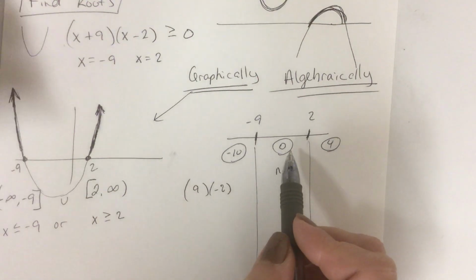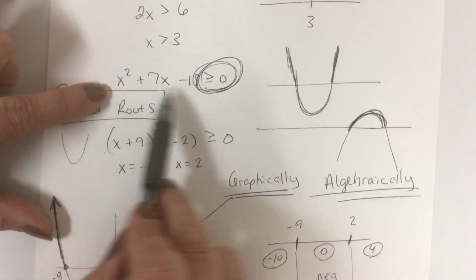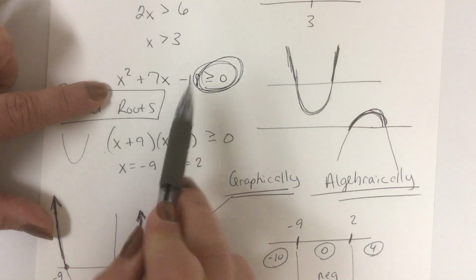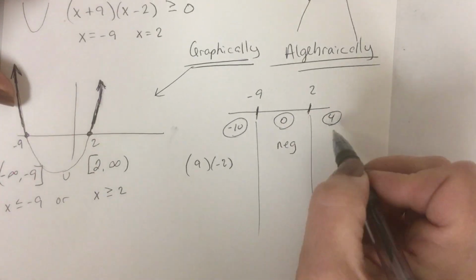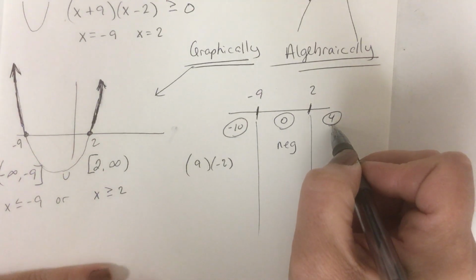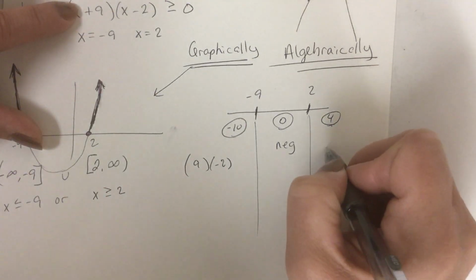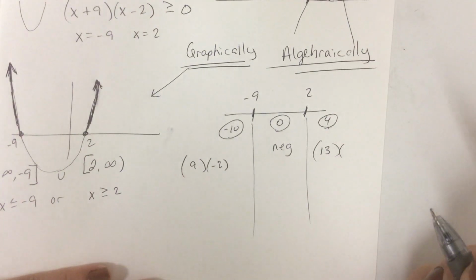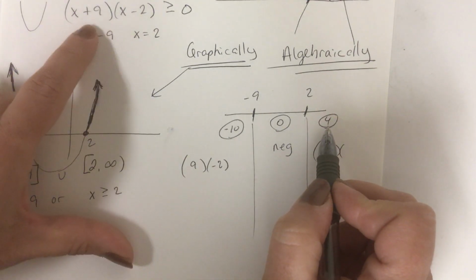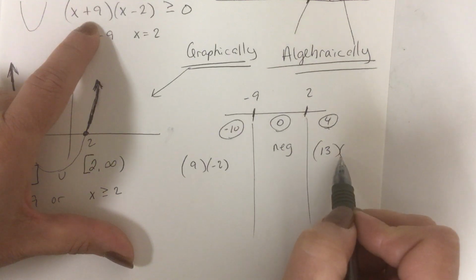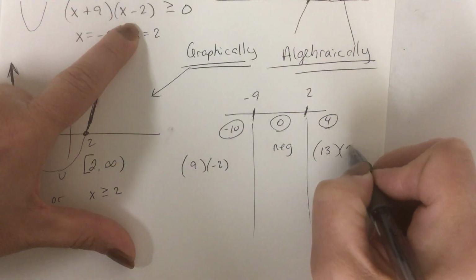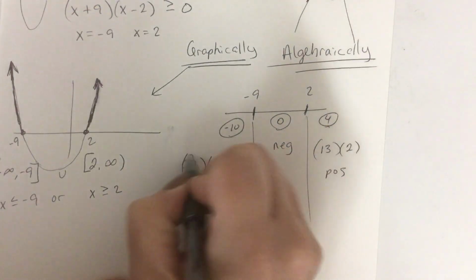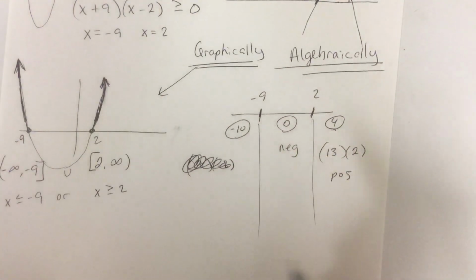If I want to plug 0 into the original, I could do that too. I've got x squared plus 7x minus 18. If I plug 0 in there, I get negative 18. So you get a negative. If I plug in 4, then 4 plus 9 is 13, and I don't even care what the number is. I just care that it's positive or negative. If I plug in 4 to this parentheses, I get a positive 13. 4 minus 2 is a positive 2. Two positives makes a positive. I'm going to erase this because this goes in that section.